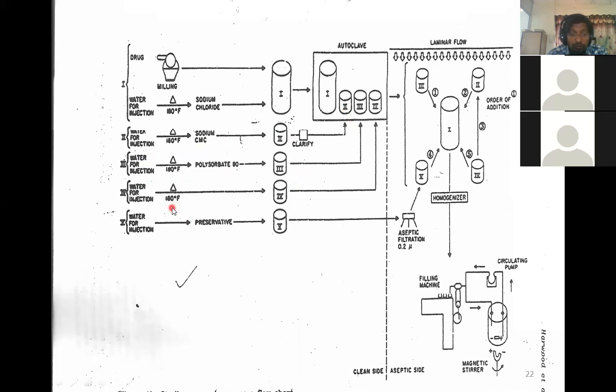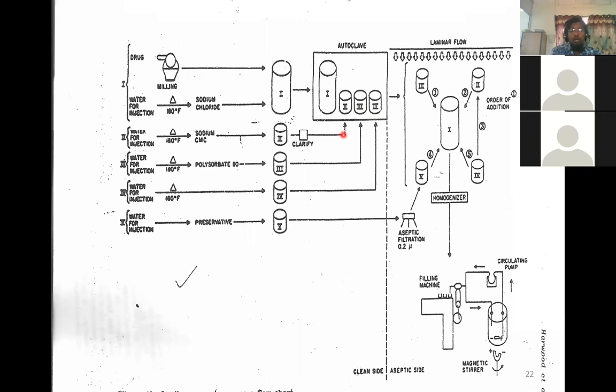Then you will take water for injection, heat it at 180 degrees centigrade, and in this water for injection you are not mixing anything. This we are solely using to make up the volume, and you will keep it in the autoclave. So you can see in the autoclave we have the drug with water for injection, and sodium chloride here is the tonicity adjuster. Then we have sodium CMC, generally used as a suspending agent, with water for injection. Then we have polysorbate 80, generally used as a surfactant and wetting agent, with water for injection. Then we have the plain water for injection. Then you will autoclave it.